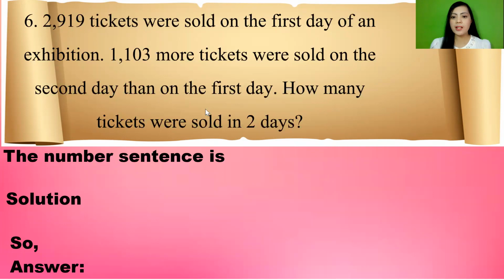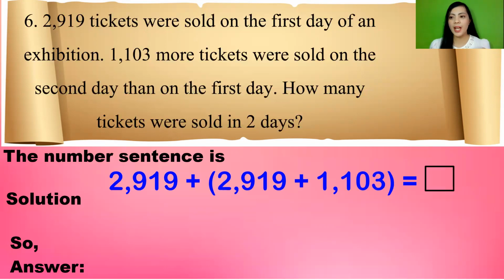Right? I'm going to give you 3 to 5 minutes. You can answer by yourself there. I already helped you with the number sentence: 2,919 plus, in brackets, 2,919 plus 1,103. You know already how to do it. So stop the video now.